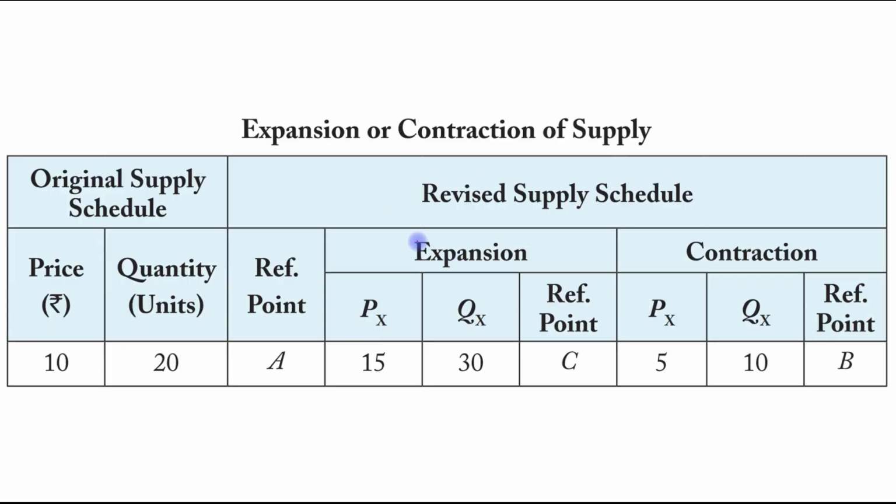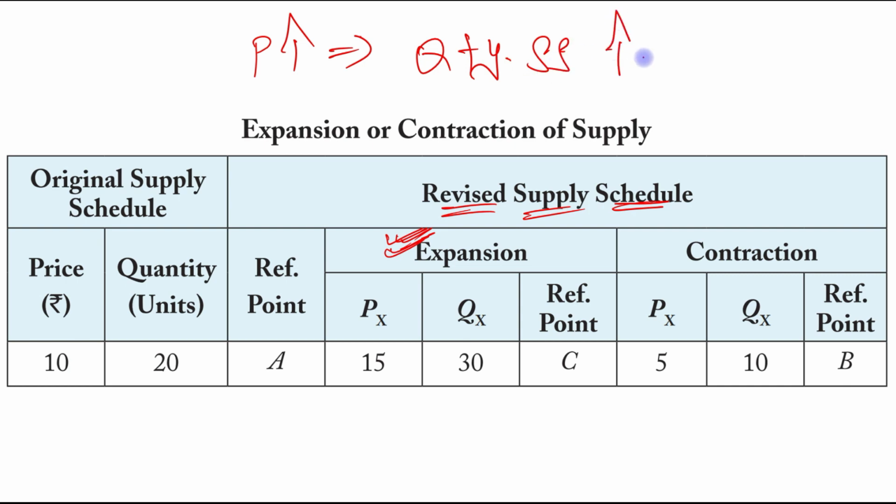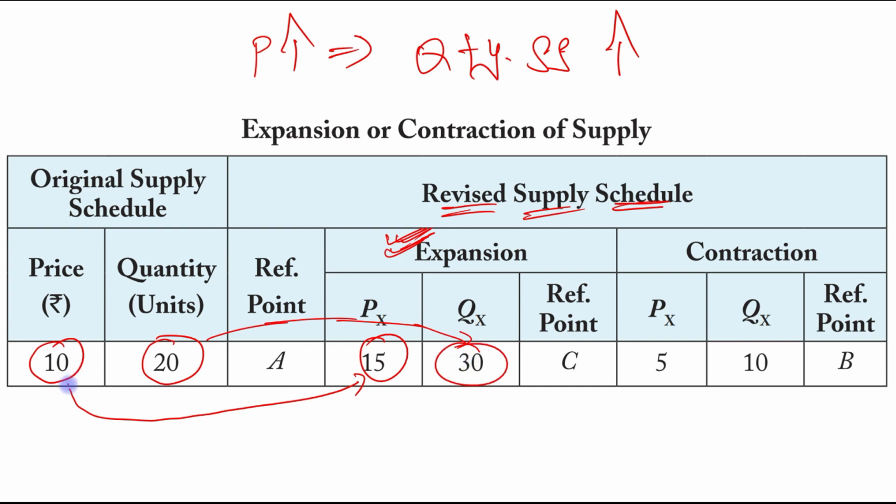Now let's first come on to expansion. This is the revised supply schedule. What is expansion? Expansion says when price increases, quantity supplied also increases. So when price increases from ₹10 to ₹15, तो quantity supplied भी increase हो रही है from 20 units to 30 units. This is the case of expansion. ठीक है.